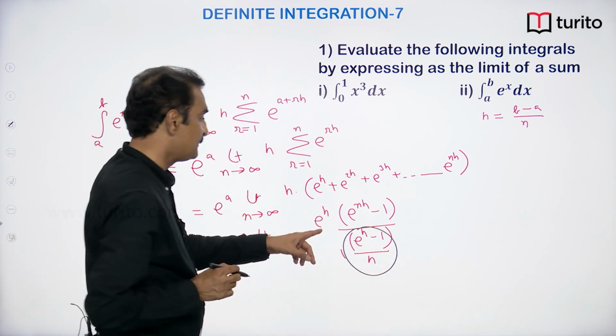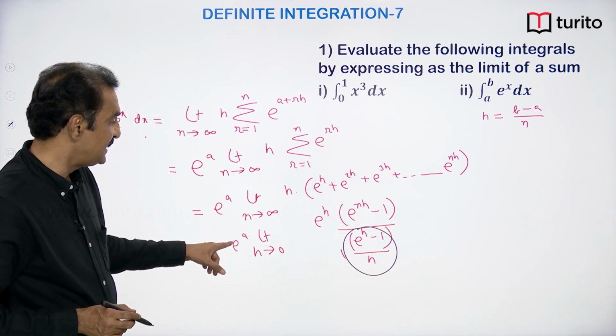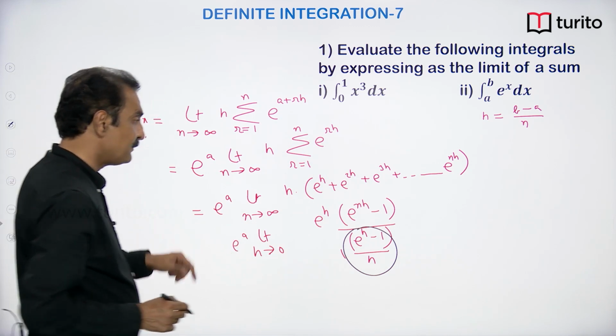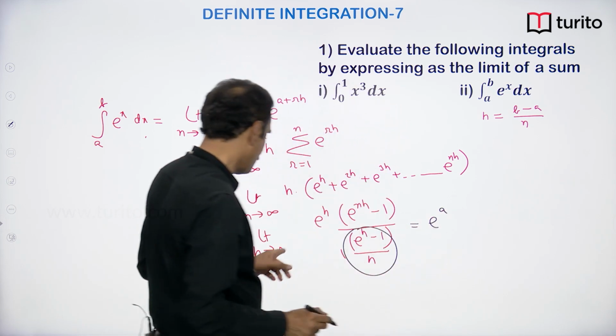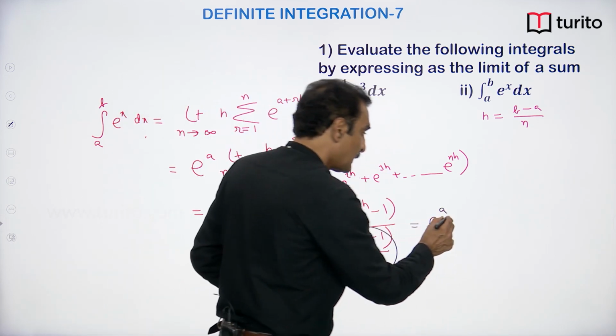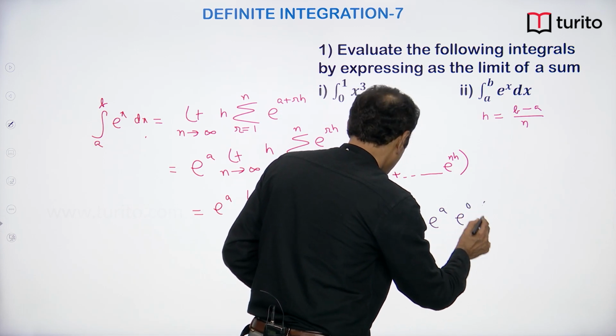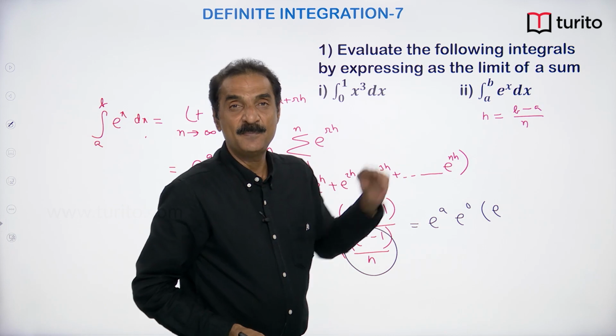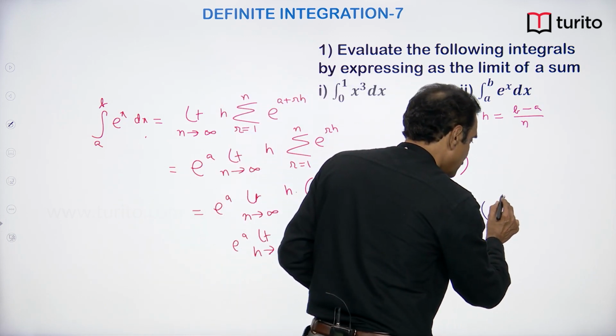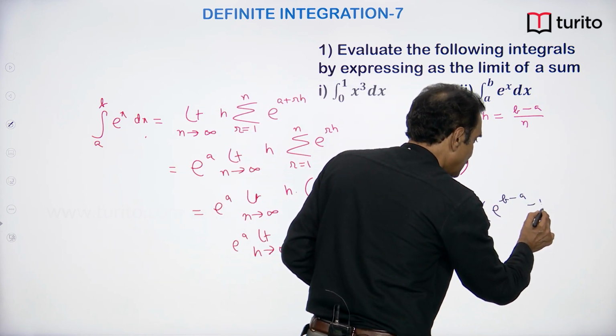If this is 1, what is the remaining? e power a into this is e power 0 into e power, what is nh? nh will be b minus a, minus 1.